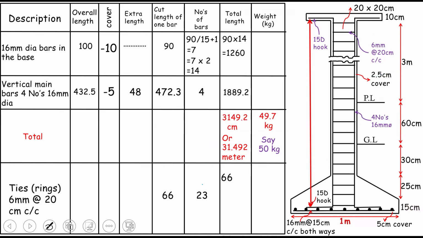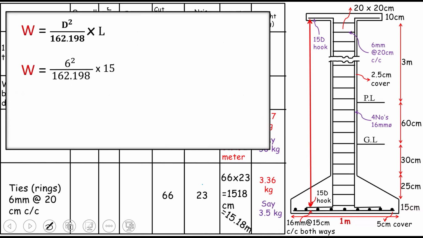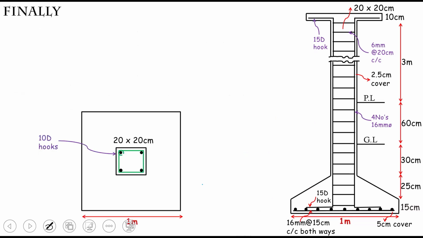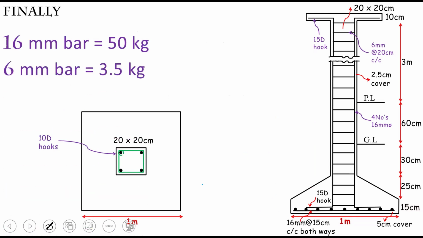Now next, what we have to do is calculate the total length, and that is 66, which is the length of one bar, times 23, which is the number of ties, okay? So we have 1518 centimeters, okay? And the weight can be calculated using that old formula. Very simple. So the weight can be 3.5 kgs. I'm not going to do the weight calculation, because that's very simple. So the final results are 16 mm bars demanded is 50 kgs, and 6 mm bars demanded is 3.5 kgs for the same column and footing. Now ask me if there is any question.